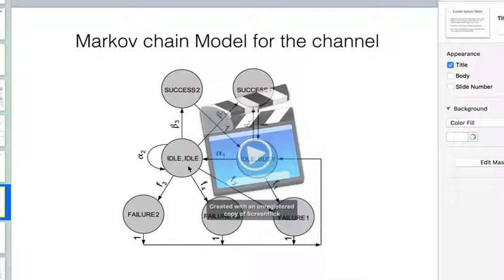And also we go to failure 1 and 2 when a collision occurs between at least one class 1 node and one class 2 node. And we go from idle to failure 2 when at least two class 2 nodes begin transmission at the same time and the collision occurs between these two.